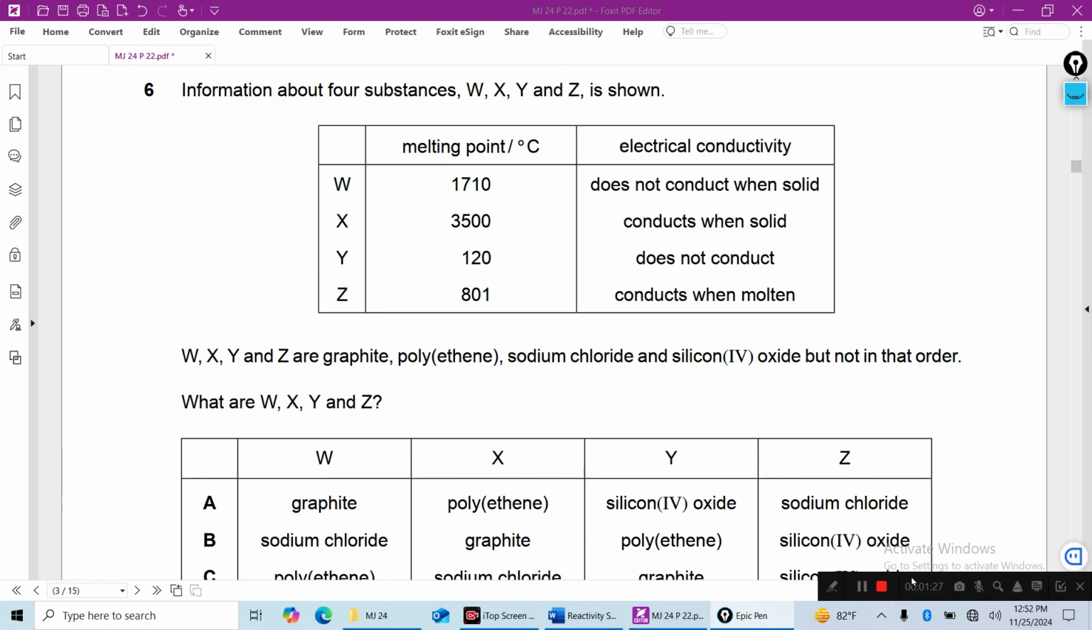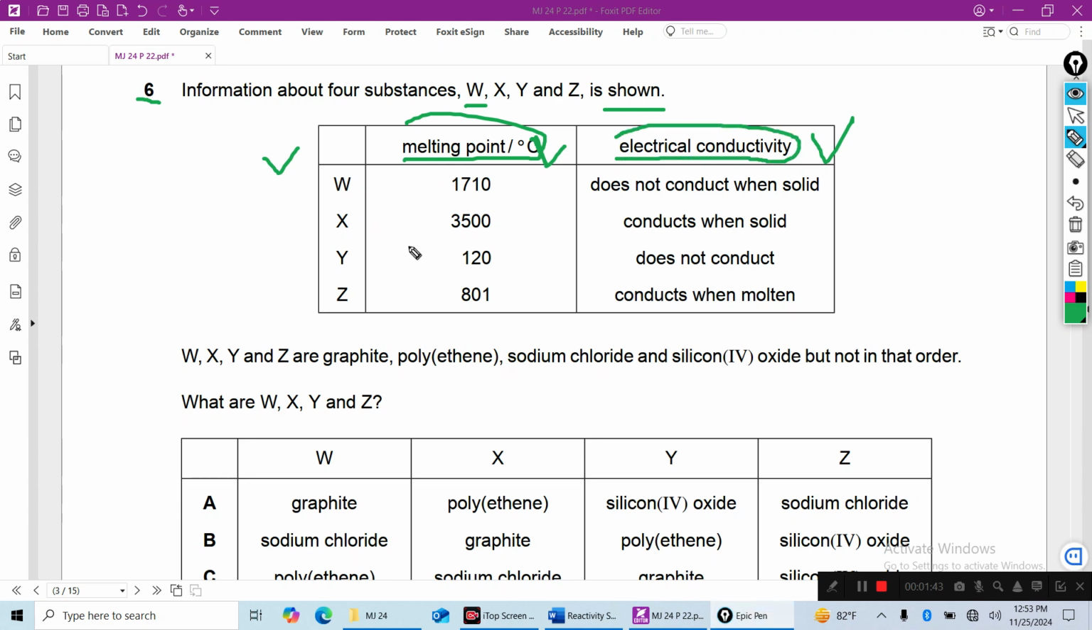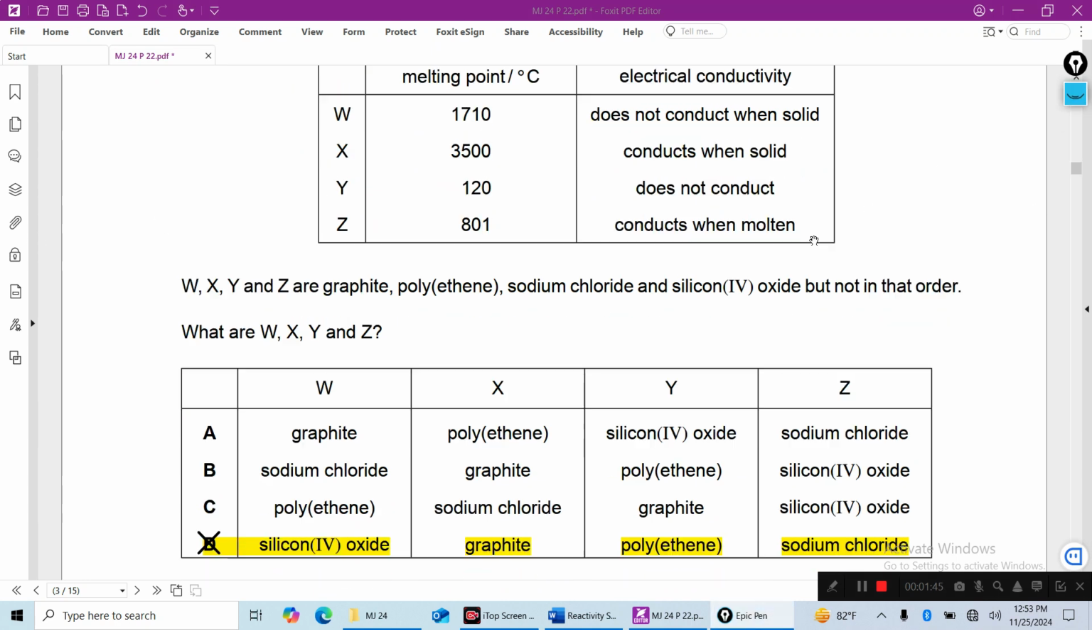Next, number 6. Information about four substances Y, X, W and Z is given. The melting point and electrical conductivity are given. W, X, Y and Z are graphite, polythene, sodium chloride and silicon dioxide, but not in that order. What are W, X, Y and Z?